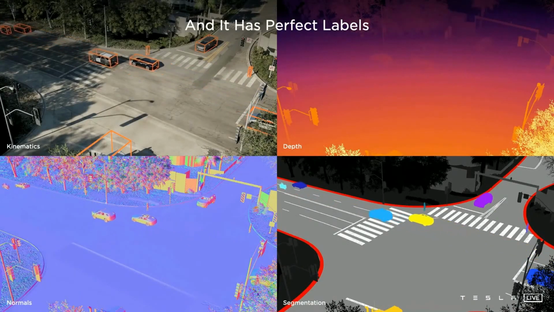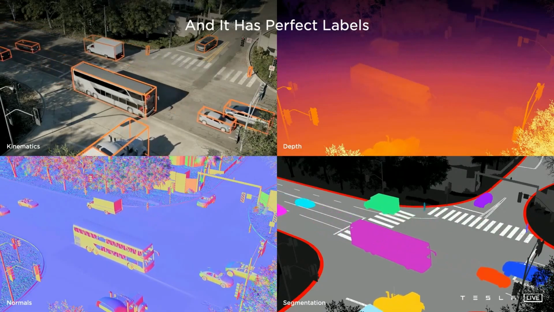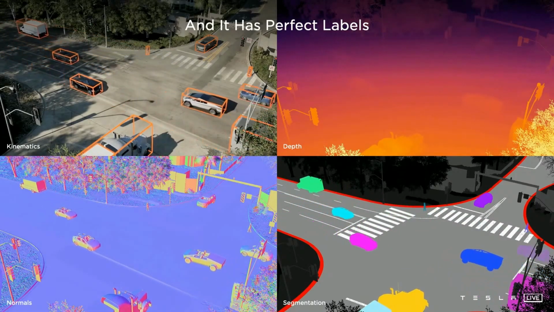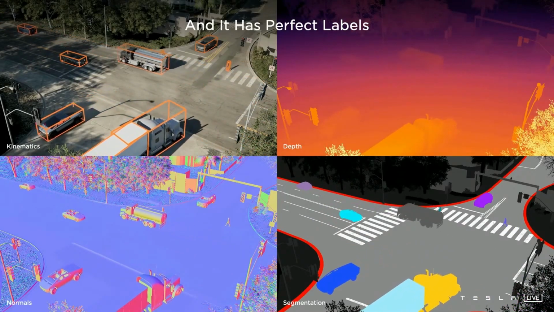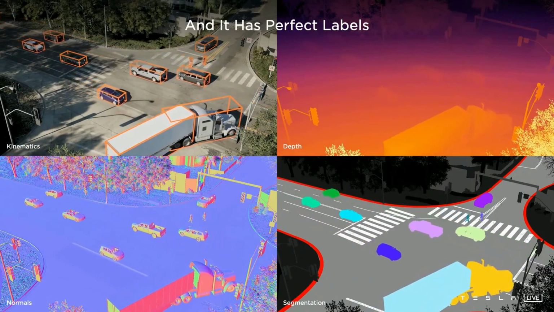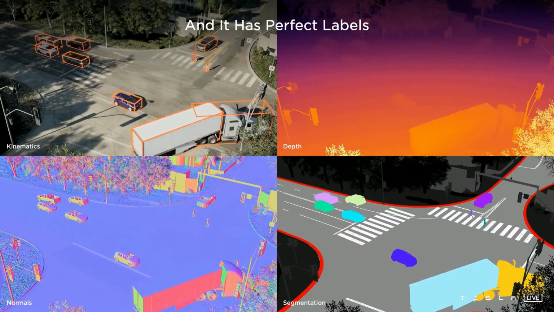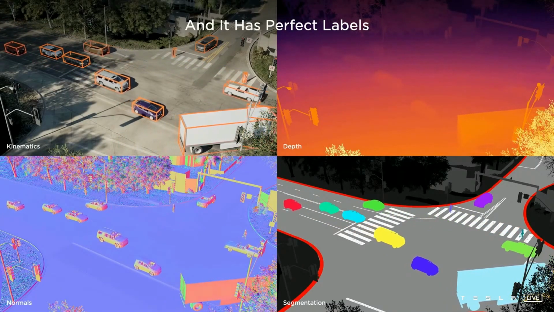And since this is simulation, it starts from the vector space. So it has perfect labels. Here we show a few of the labels that we produce. These are vehicle cuboids with kinematics, depth, surface normals, segmentation. But Andrej can name a new task that he wants next week, and we can very quickly produce this, because we already have the vector space, and we can write the code to produce these labels very, very quickly.